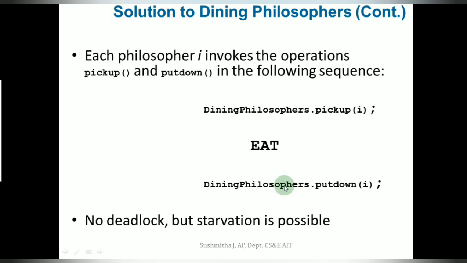So this is about the monitor solution to the dining philosopher problem, which has no deadlock, but there could be starvation. Why could there be starvation? If a neighboring philosopher is hungry and does not have a chopstick, he has to wait until it is released. That is where we say there could be some amount of starvation, but it does not have a deadlock.